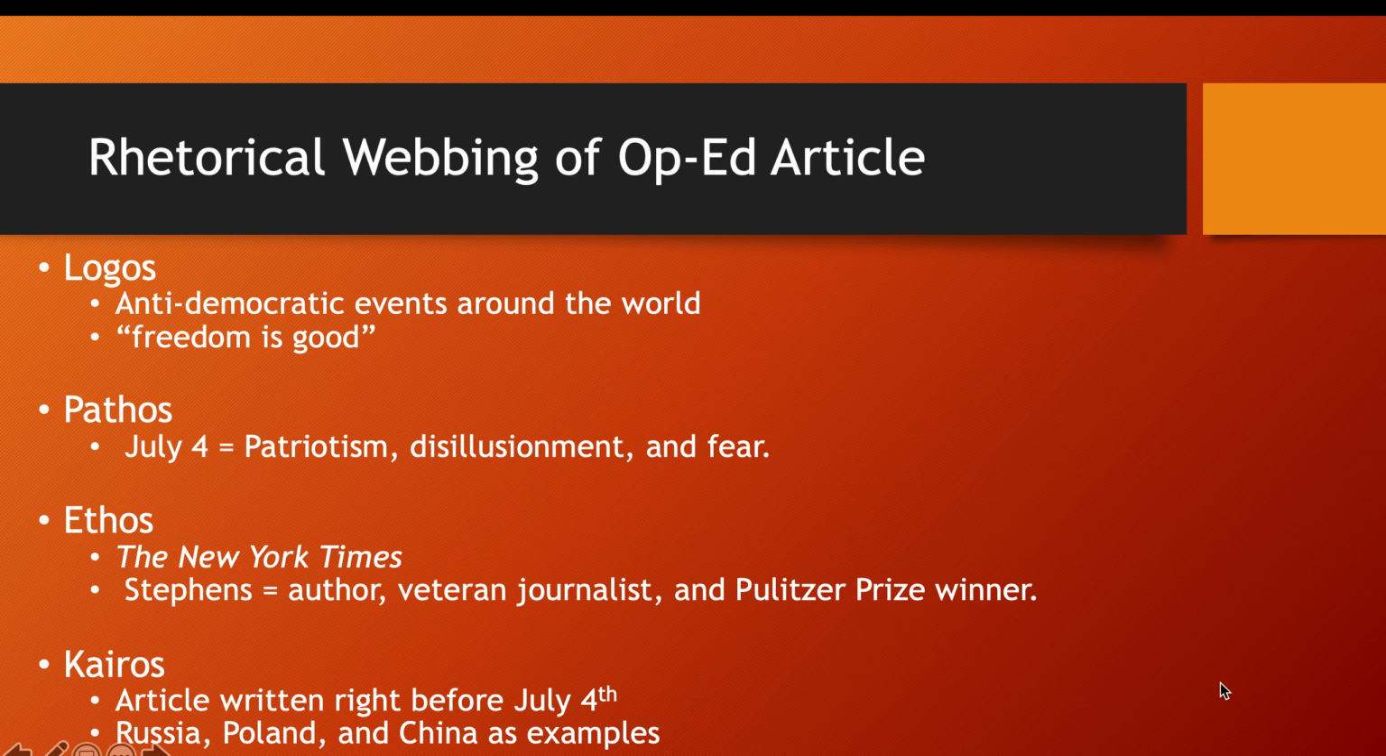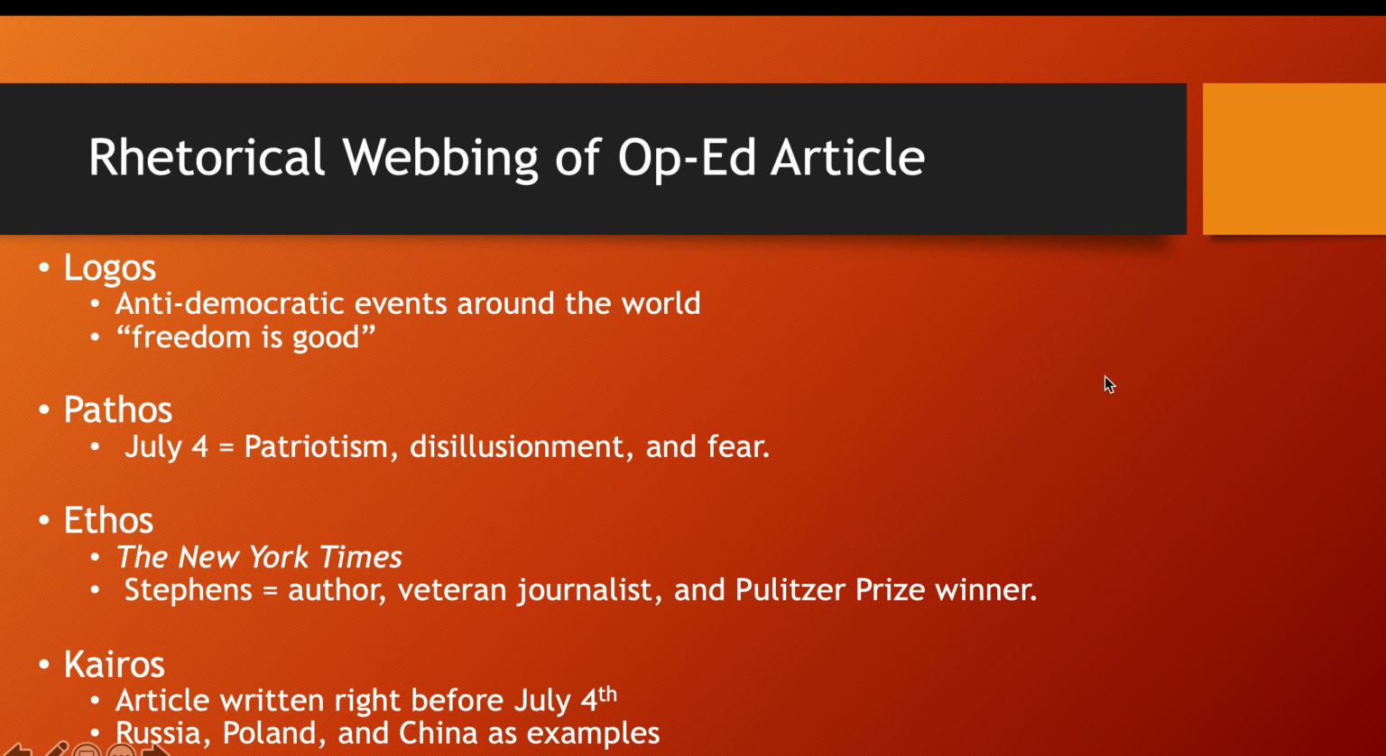As I noted, we'll go back to ethos because we didn't list it in the last slide. But ethos, we can say, okay, well, this writer is featured in the New York Times, a credible news source. Stephens himself is an author, a veteran journalist. He's won the Pulitzer Prize. That's a great award for a writer to win. So we can say, okay, this person is credible. They are trustworthy. And then as we saw on the last slide, logos, pathos, and kairos is featured on the last slide. So you can look through that all to yourselves.